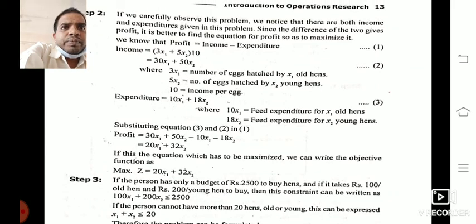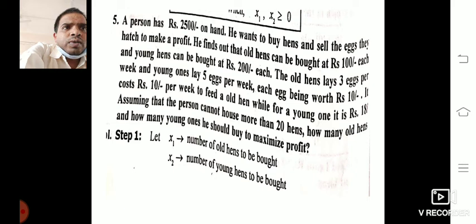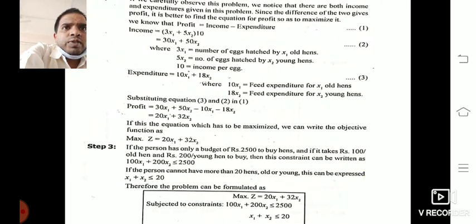When it comes to income, he has given only income: the old hens lay 3 eggs per week and young ones 5 eggs per week, each worth rupees 10. So we can write (3x1 plus 5x2) into 10, which gives 30x1 plus 50x2. Here 3x1 is the number of eggs laid by x1 old hens and 5x2 the number of eggs laid by x2 young hens. Then 10 is the income per egg.